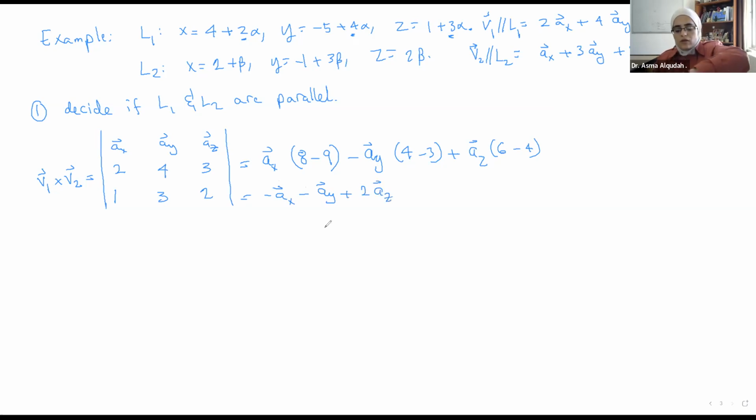So the result of the cross product is not equal to 0. So we can say that the angle between vector 1 and vector 2 is not 0. And so v1 is not parallel to v2. Okay, so as long as the two vectors are not parallel, this means that L1 is not parallel to L2 as well.